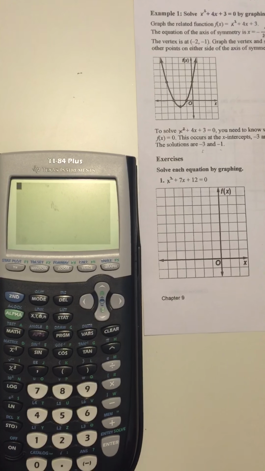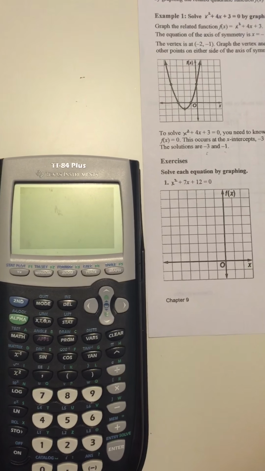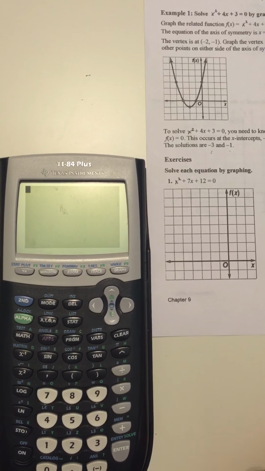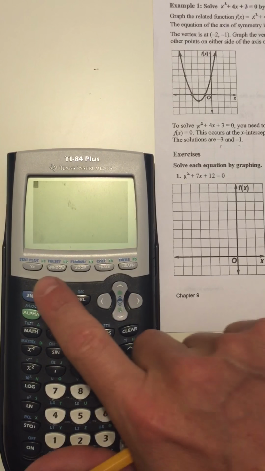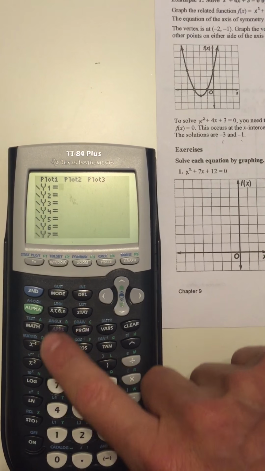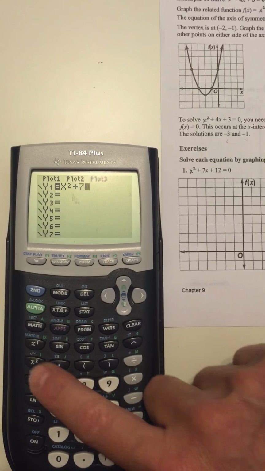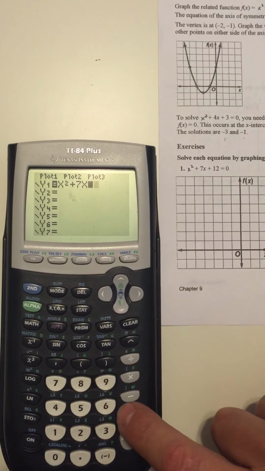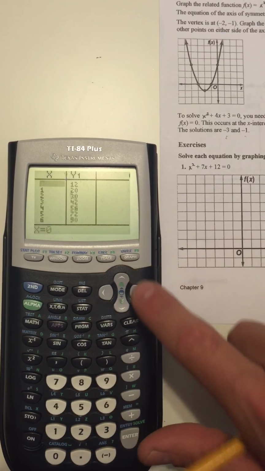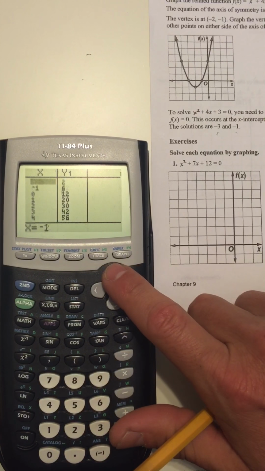So now exercise number 1. First we're going to put the quadratic equation into our calculator so we can look at the table. So I go to my y equals x squared plus 7x plus 12. And then I'm going to look at my table and start graphing some points.